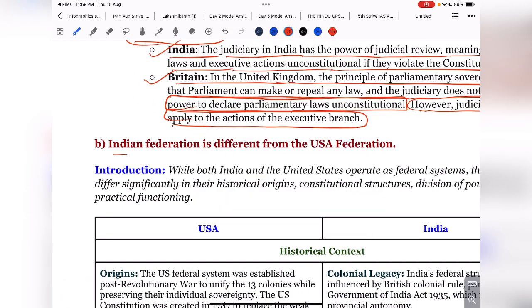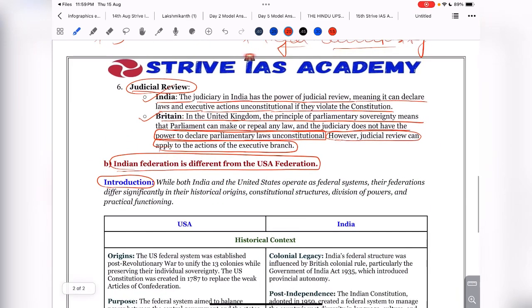First, we need to write an introduction. While both India and the United States operate as federal systems, their federations differ significantly in historical origin, constitutional structure, division of power, and practical functionality.